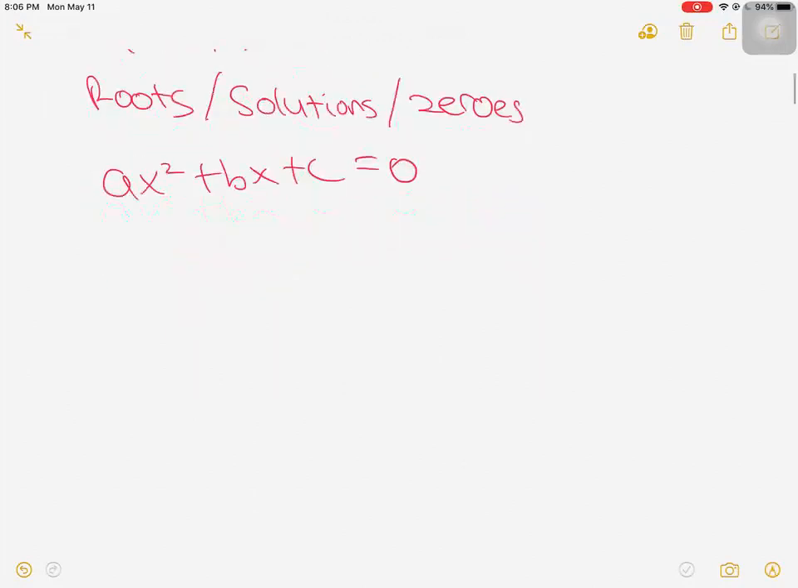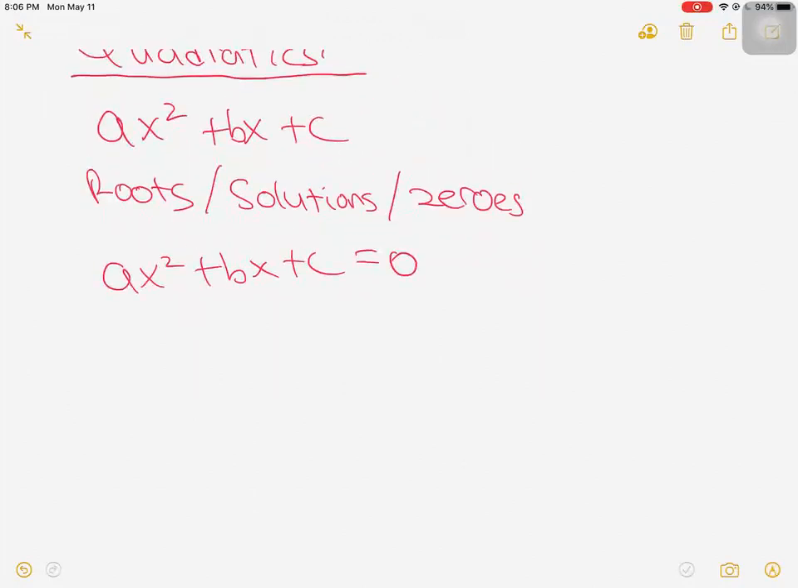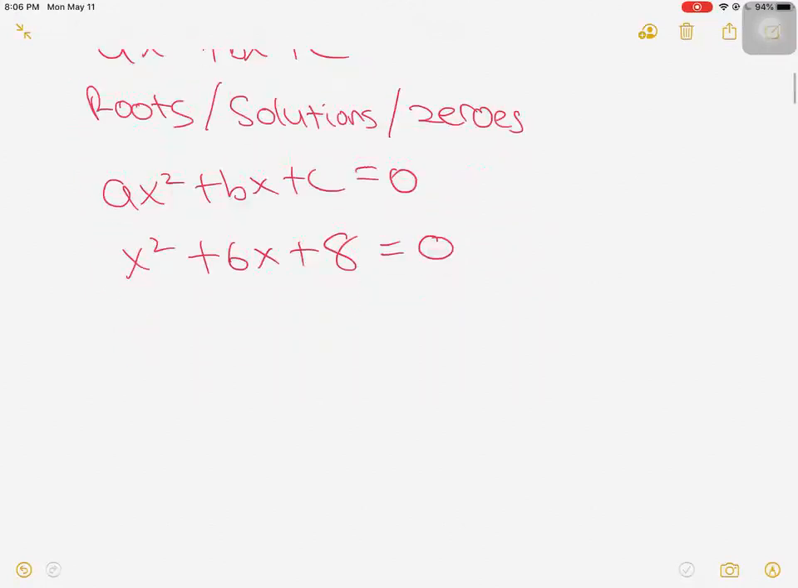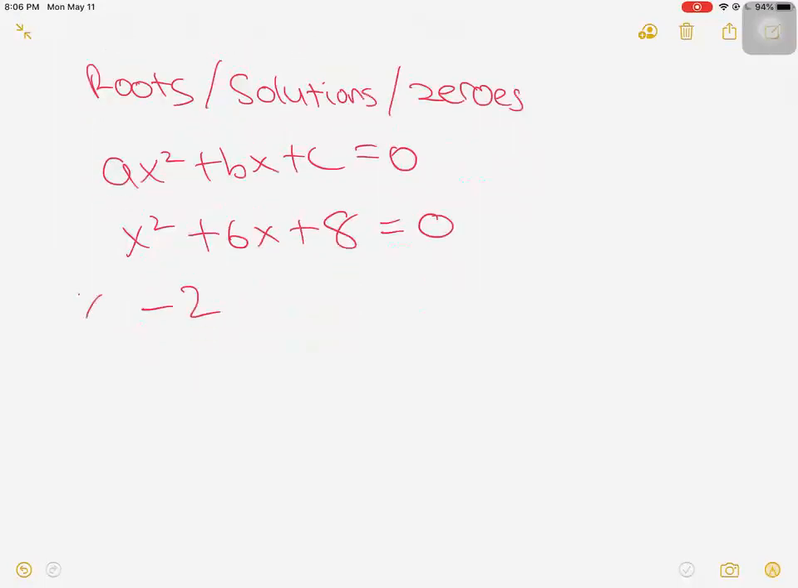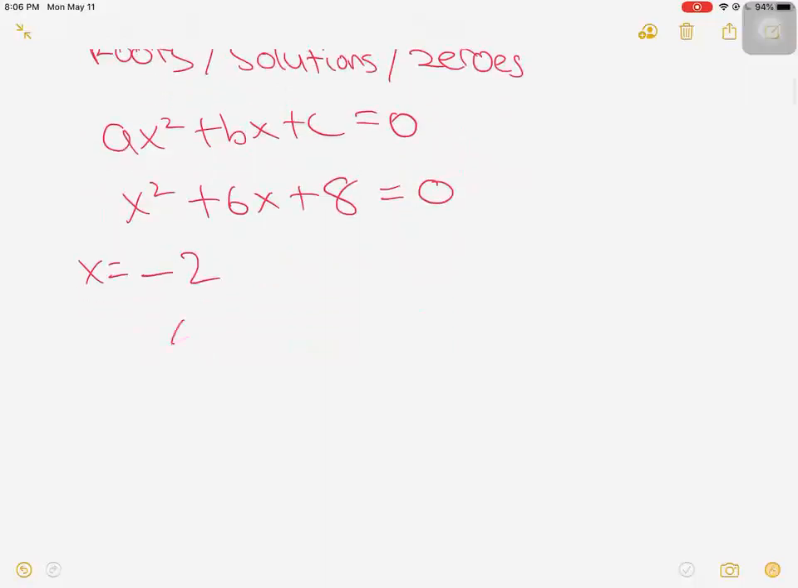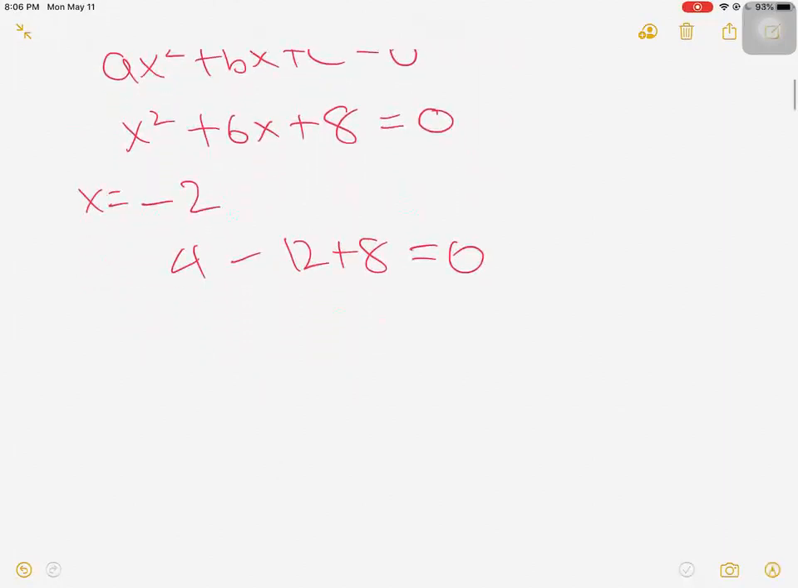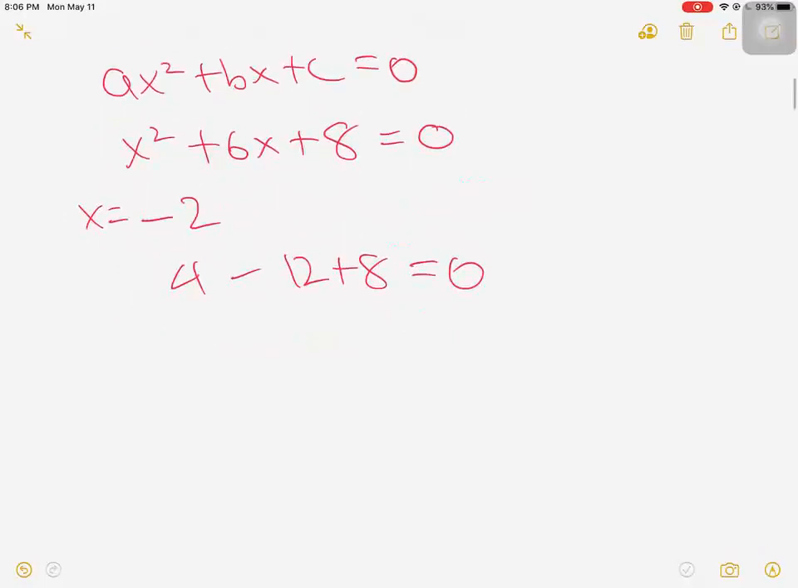So let's just give an example. A quadratic would be like x squared plus 6x plus 8. And then to find the roots, we would set this thing equal to 0. I'll quickly go over how to find roots later, but just know that -2 would be a root in this case. Because if you plugged in x equals -2, then you would get 4 minus 12 plus 8, which is equal to 0. So that would be a root for this quadratic.